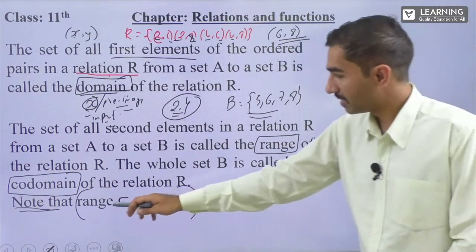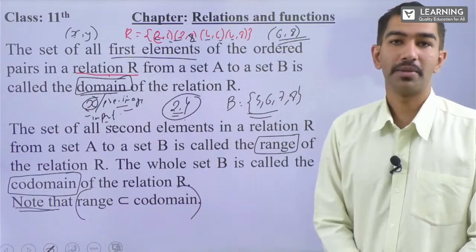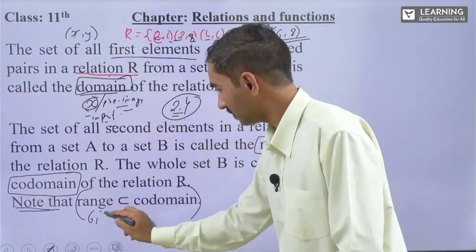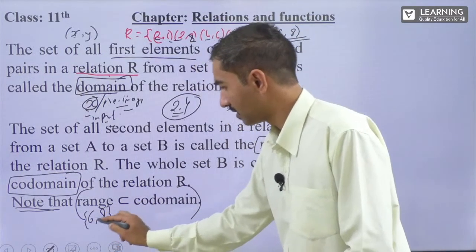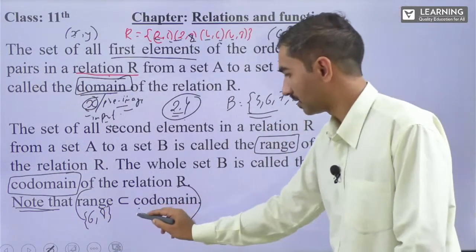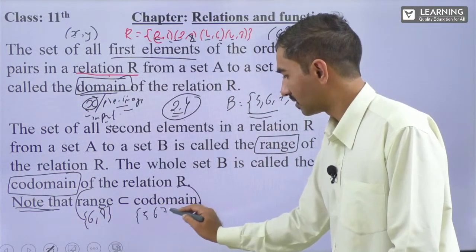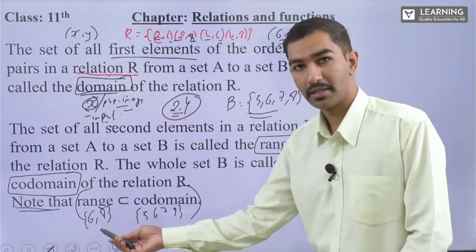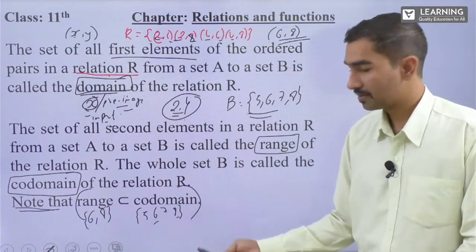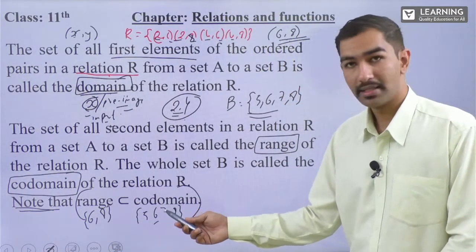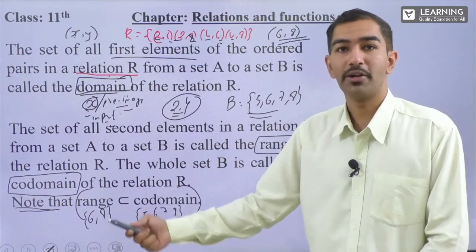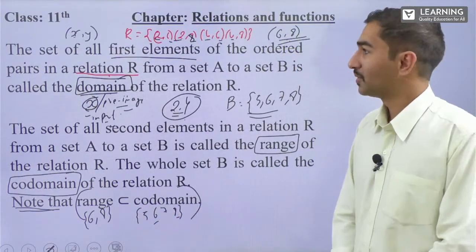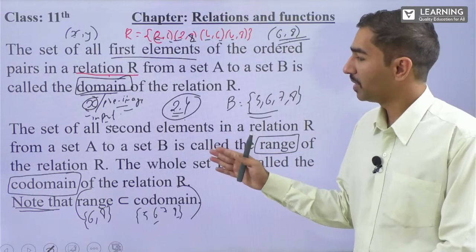So they are telling that range is a proper subset of codomain. What is the meaning of proper subset? So for example, what is range here, students? 6, 8. Okay, set 6, 8. What is codomain? 5, 6, 7, 8. So this is a proper subset. Means whatever elements are present here are present here as well, 6 and 8. But whatever elements are present in this set are not present in the other set. So then we call it what? Range is a proper subset of codomain. Understood? So this is about domain, codomain, range.